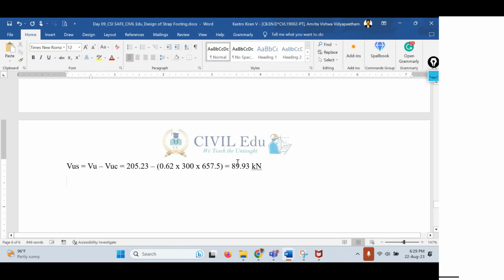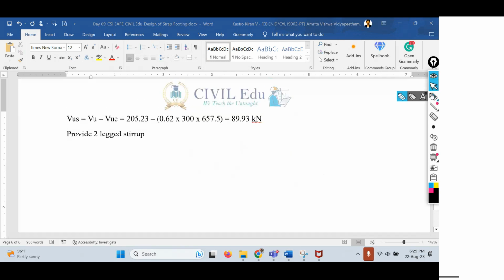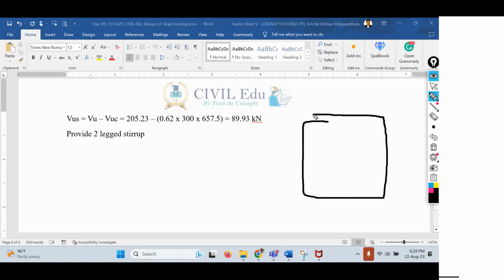Now we have to decide which type of stirrup to provide, whether a two-legged, three-legged, four-legged, or six-legged stirrup. Usually we provide only two-legged stirrups. I hope you know what is meant by a two-legged stirrup. It will look something like this. Let me draw that. This is a two-legged stirrup.